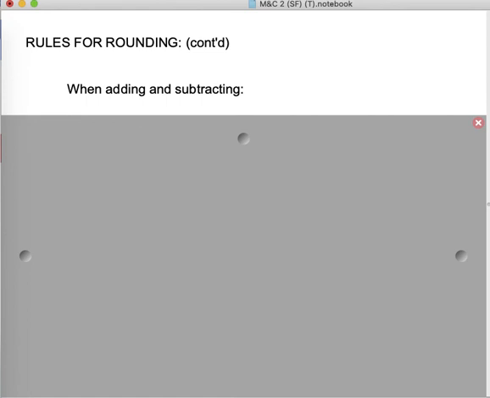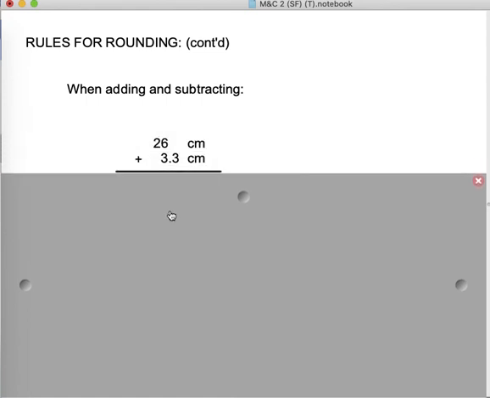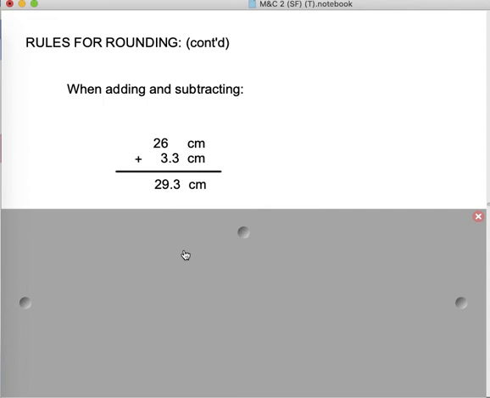Finally, let's talk about rounding when we are doing addition or subtraction problems. Suppose I measure 2 objects. One I measure as 26 centimeters, and one I measure as a length of 3.3 centimeters using a more precise measuring device. I add them together and I get 29.3 centimeters. Now the question is, do I really trust that 3? I don't, because the first measurement, 26, was only made to the nearest centimeter, not to the nearest tenth of a centimeter. I don't know what comes after that 6. Therefore, I'm going to express this simply as 29 centimeters.